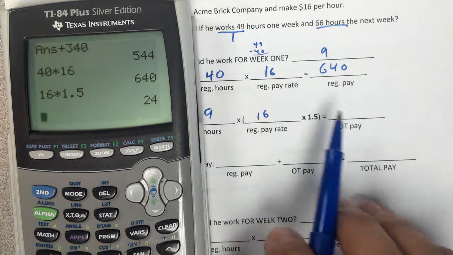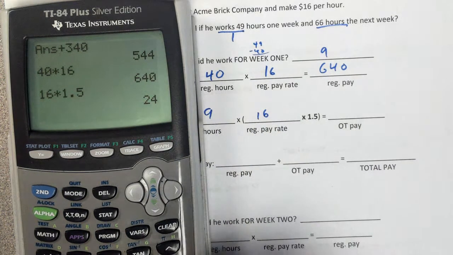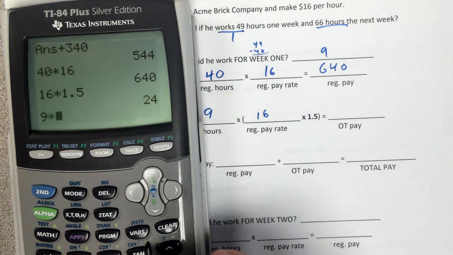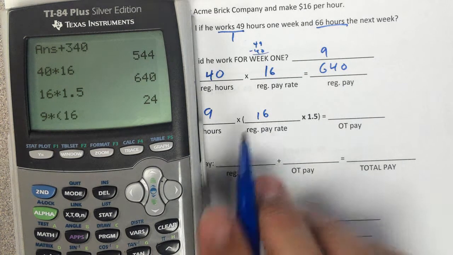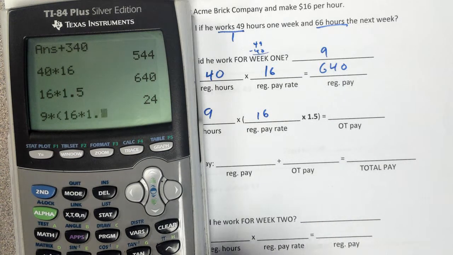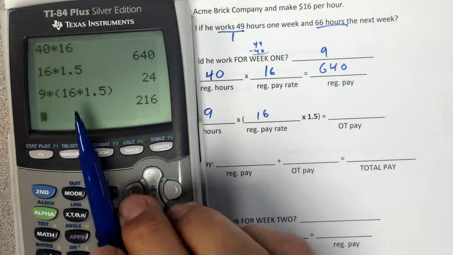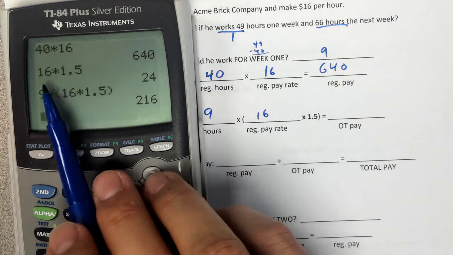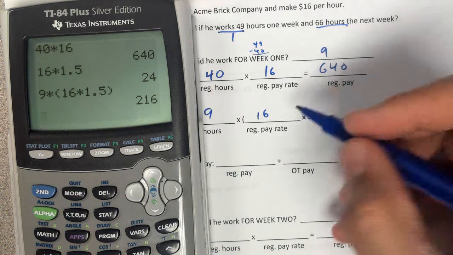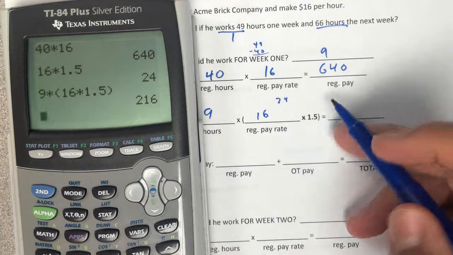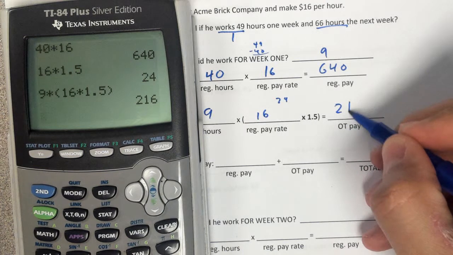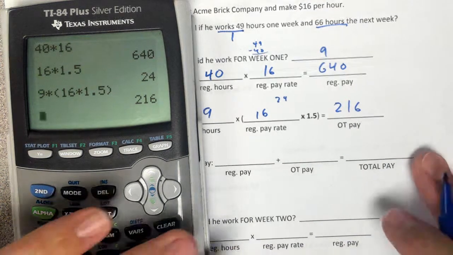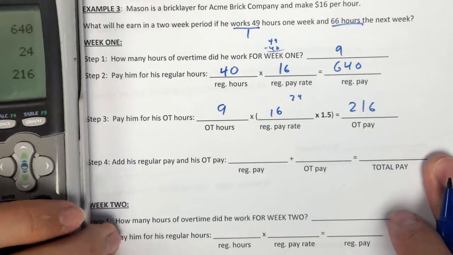Now you could do 9 times 24 and get the same thing, or you can do 9 times parentheses, and we're going to have 16 because we get paid $16 an hour, but we're going to multiply that by the 1.5. Press enter. This 16 times 1.5 is the same thing we did here. So instead of doing it in 2 steps, whenever you put it all in the calculator like this, it does both steps for you. So he got paid $216 just for his overtime hours.